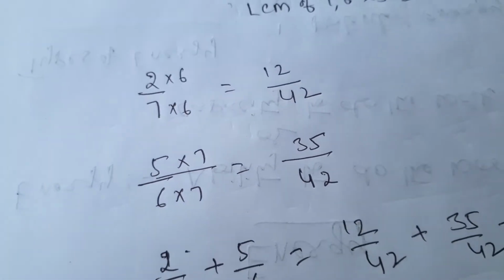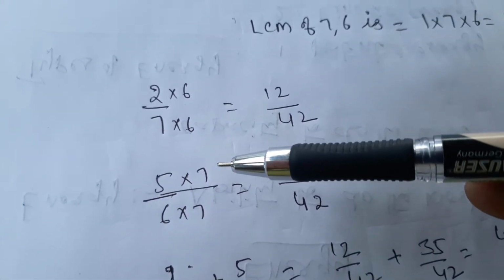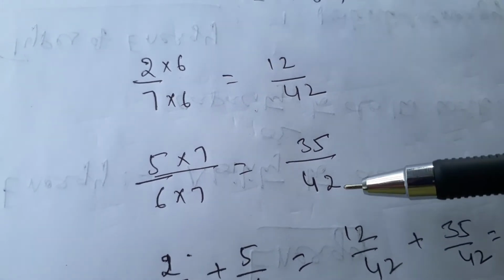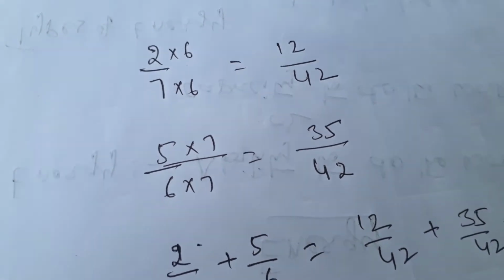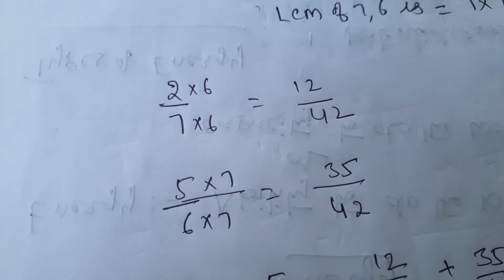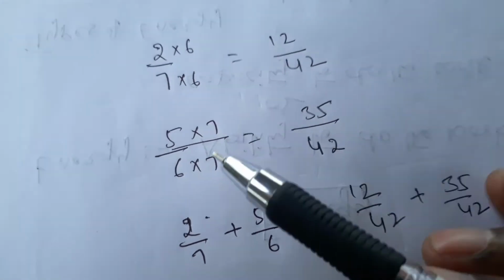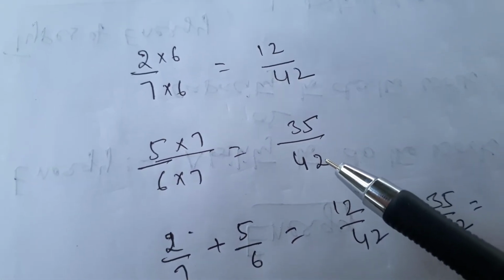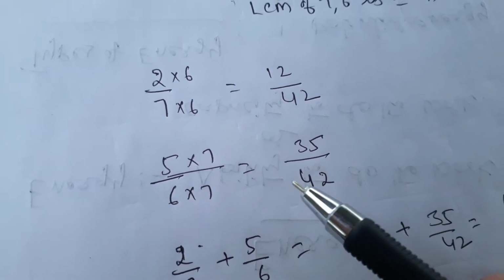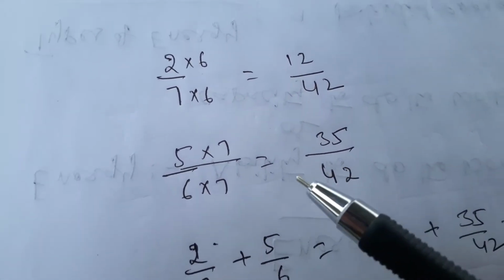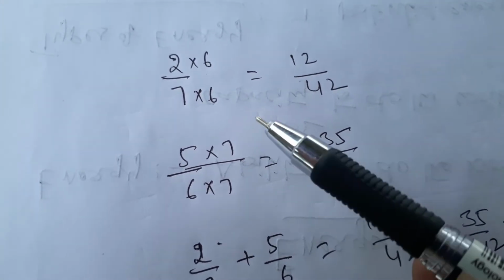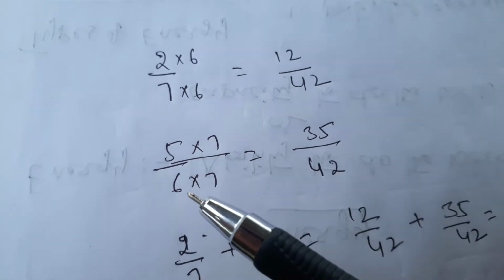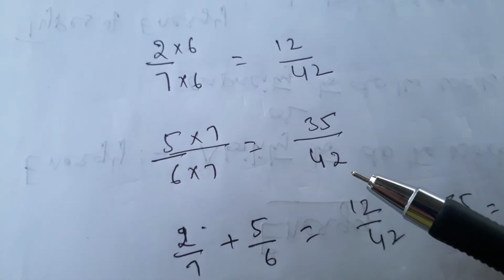Why are we multiplying the numerator and denominator with the same number? To make a fraction equal to 5 by 6. Now 35 by 42 is equal to 5 by 6, in higher form, but the value is the same. Both 5 by 6 and 35 by 42 have the same value, but the numbers have changed. In the previous class I told you, if you multiply both numerator and denominator with the same number, you will get an equal fraction. So 5 by 6 is equal to 35 by 42.